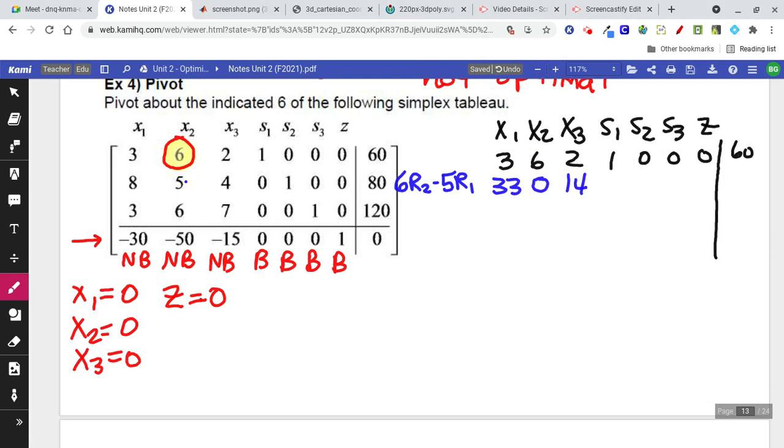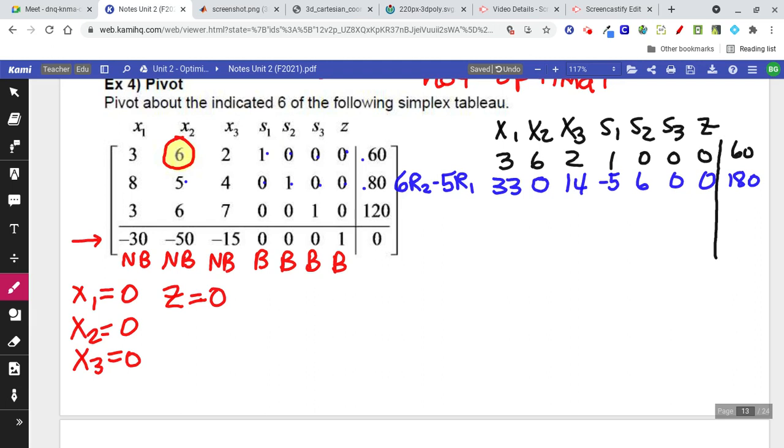With the zeros, it gets easier because you're doing 6 zeros minus 5 1s. That's 0 minus 5 is negative 5. And 6 of these minus 5 of these, that's going to be 6. And 6 of these minus 5 of these is going to be 0. 6 of these minus 5 of these is going to be 0. 6 of these minus 5 of these, that's going to be 480 minus 300 is 180. Use a calculator if you need to. I know that's 180.